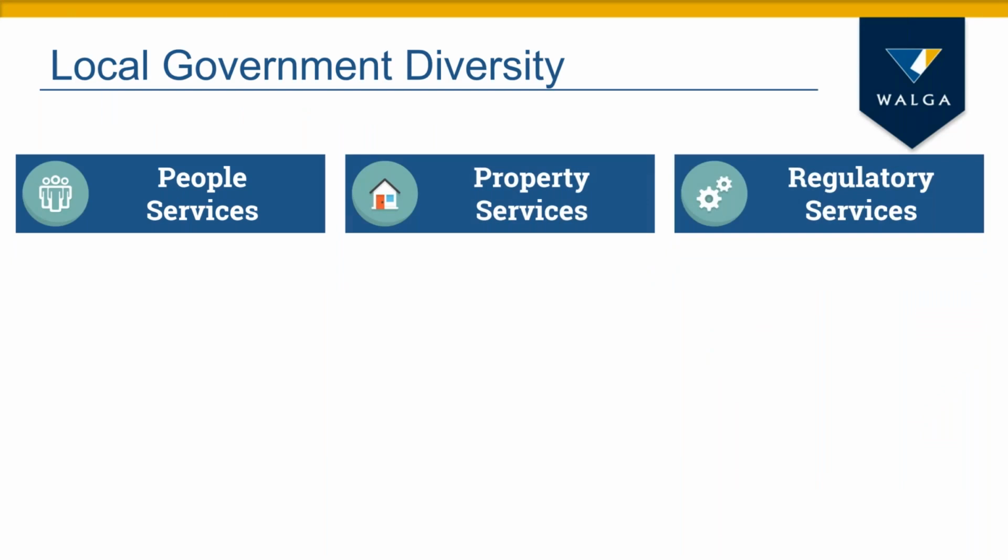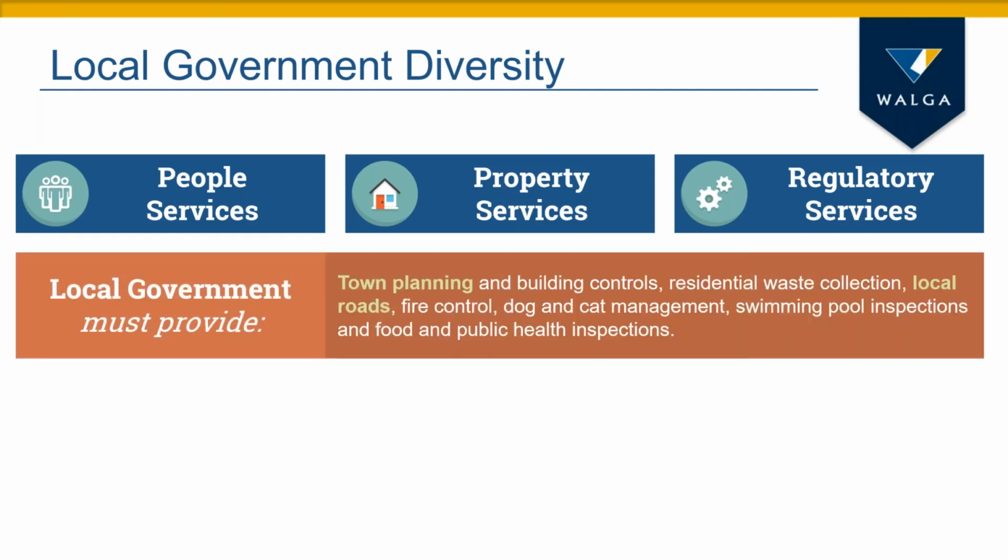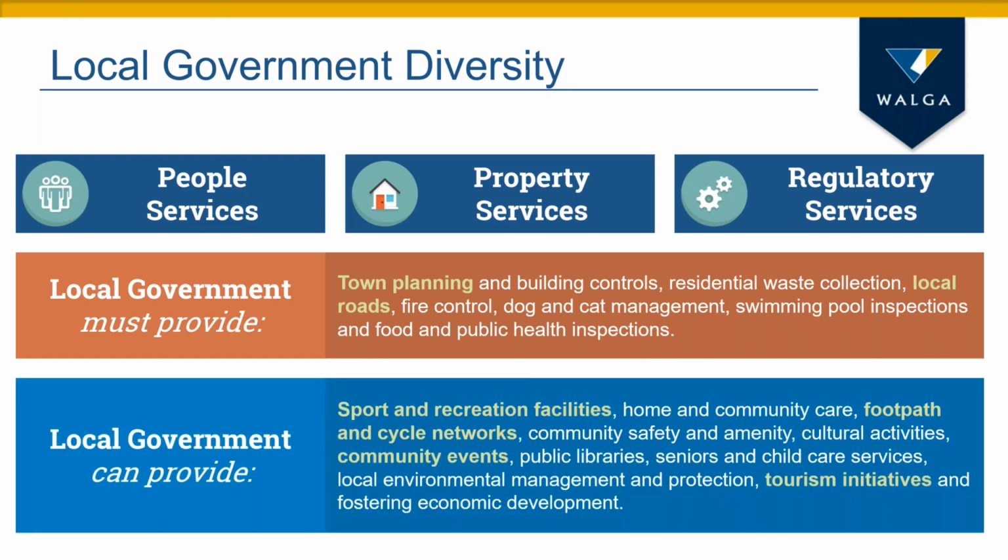Local governments provide a diverse range of services, generally falling under the headings of people, property, and regulatory services. As a consequence of state legislation, in addition to the Local Government Act, amounting to approximately 80 acts and hundreds of associated regulations, local governments must perform certain functions and provide particular services, as shown here. But local governments can, under general competence powers, choose to provide services for its community. These services will vary from place to place and include things like sport and recreation centres, community events, environmental protection, and tourism initiatives, amongst many other things.